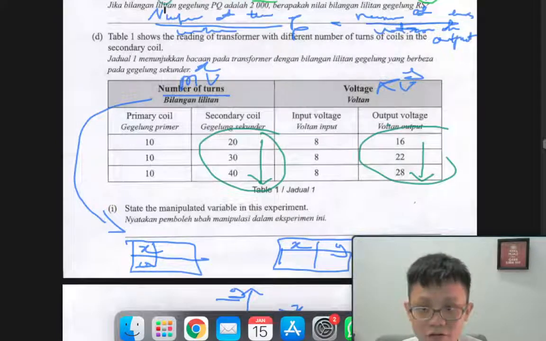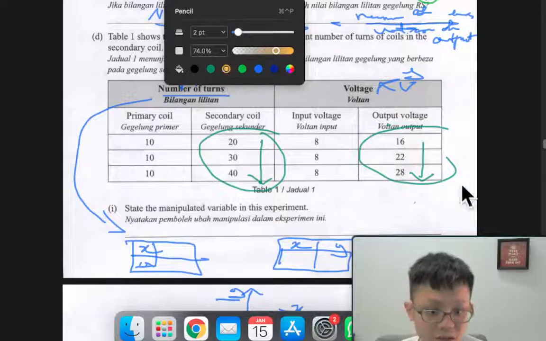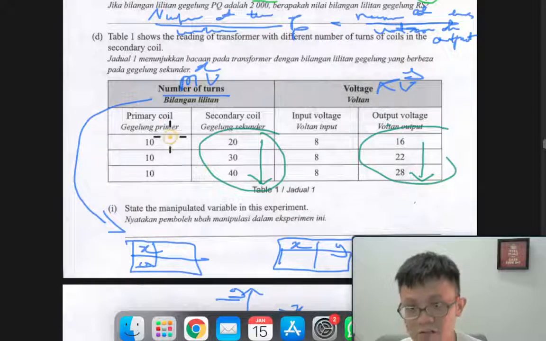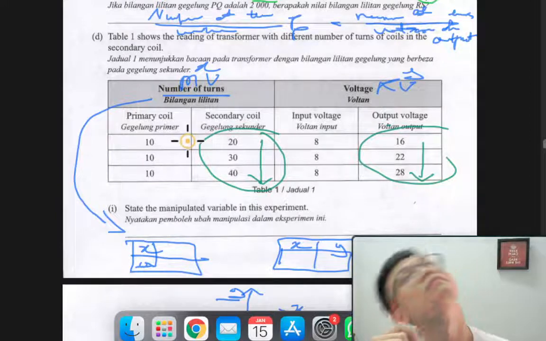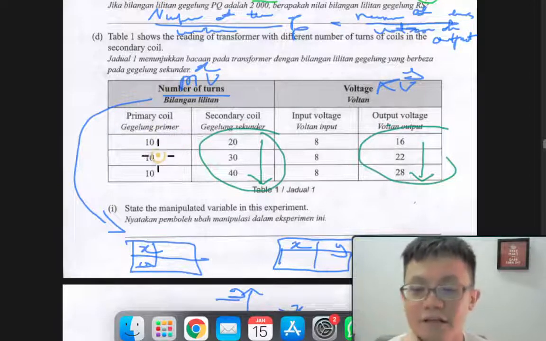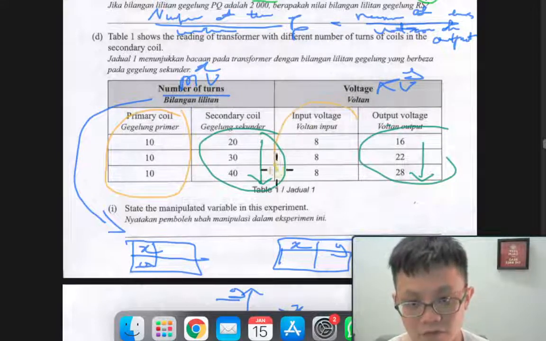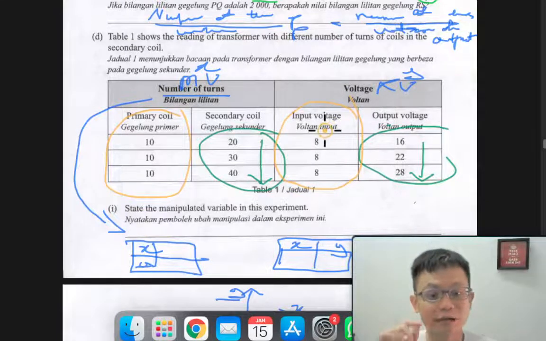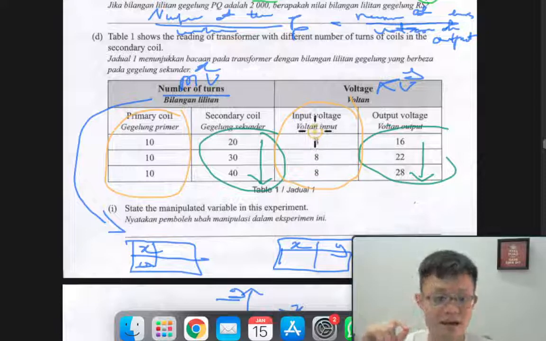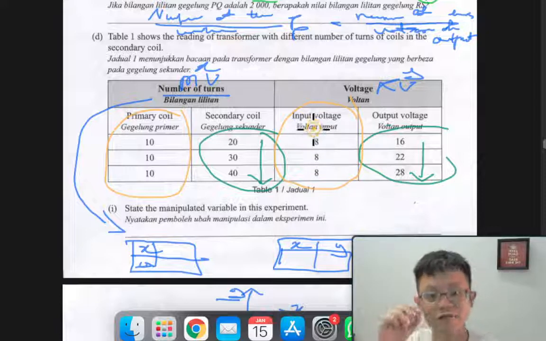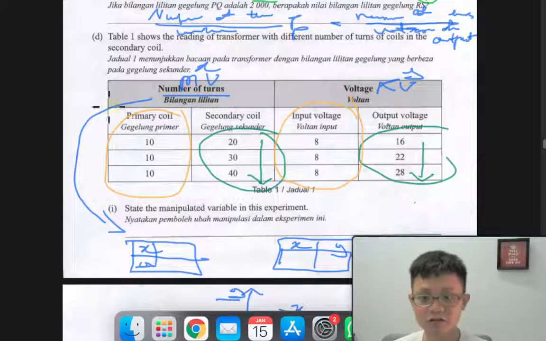And why do I know this relationship? Because from this table I can also know the constant variable. The constant variable means the thing that you cannot change in order to make this experiment fair. Okay, so we can see the constant variable is this one. You remember, right? Constant variable means you cannot change it in order to make the experiment fair, testable, valid, reliable. So there must be a constant variable. So this one you cannot change.